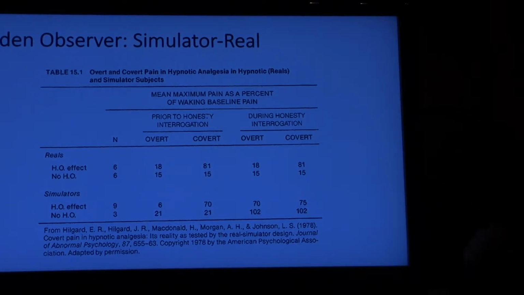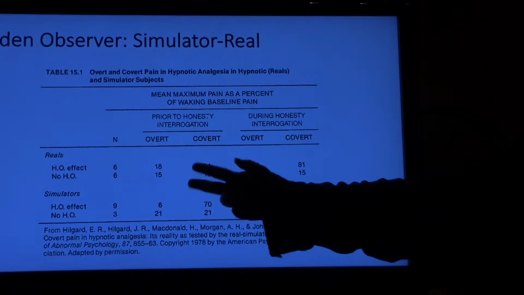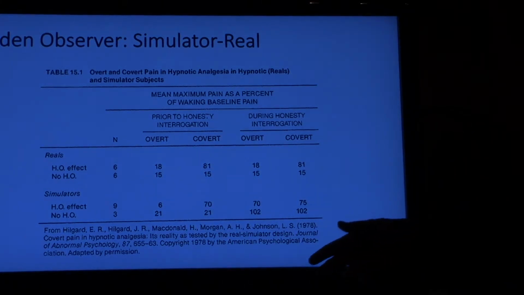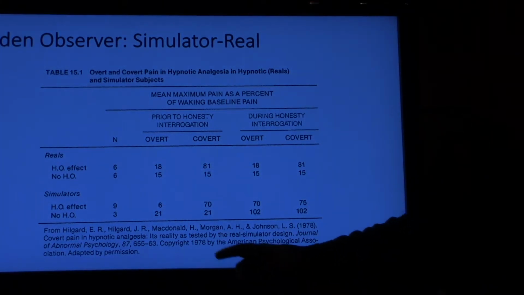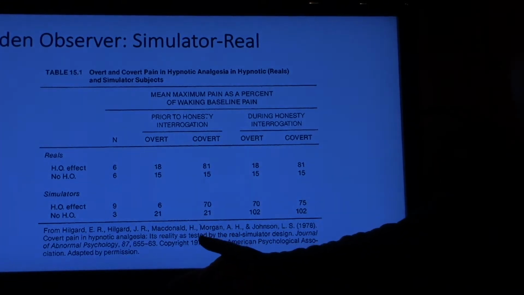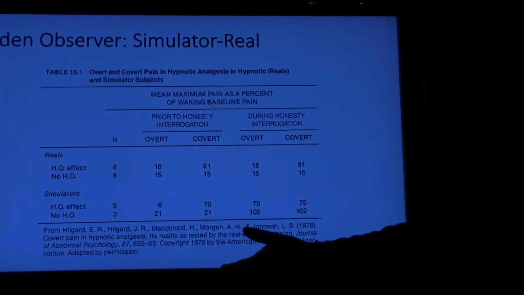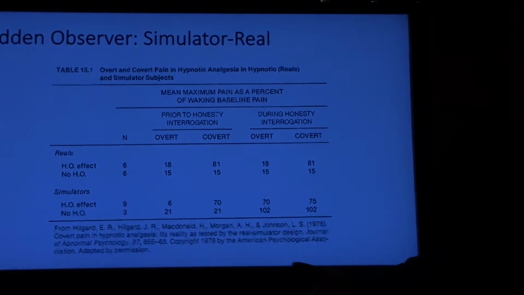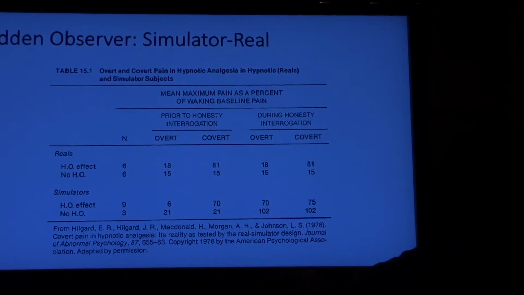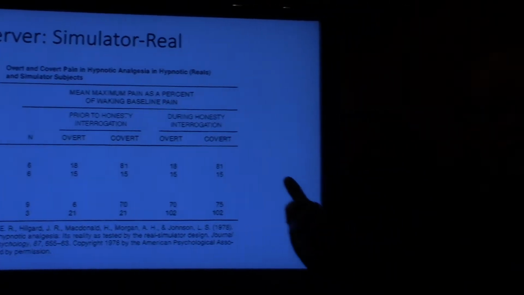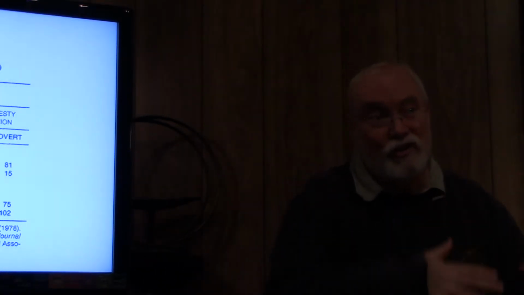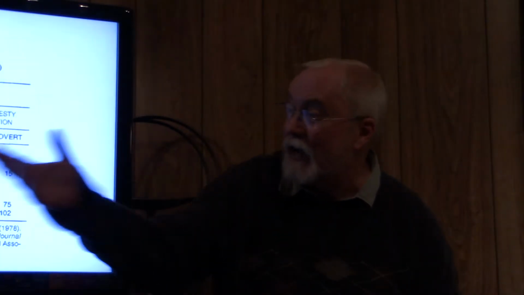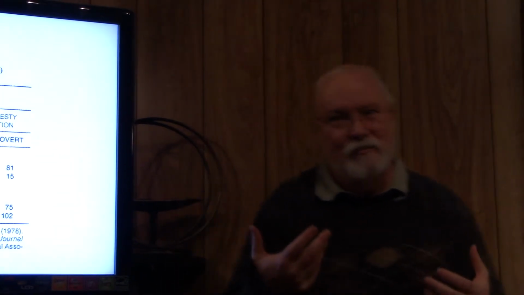Now another thing to notice here is that in the reals, there were 12 subjects and half of them gave you an observer effect. Half didn't, 6 and 6. In the simulators, 9 of the 12 gave a hidden observer effect. So again, simulators were kind of over-faking it, over-simulating it, which might lend some credence to the idea that it is a real effect, but it's more subtle, so people can't really be faking it, or everybody would be having it. You can punch holes in that if you want to, but that's kind of the best argument that's been made so far.